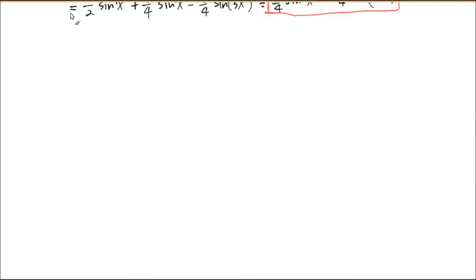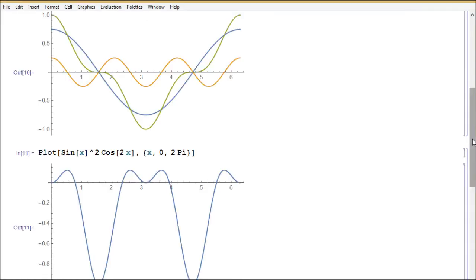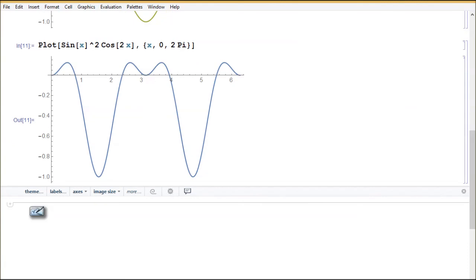One more time, it seems like a fun thing to do. Let's do this exercise. How about sine squared x times cosine 2x? It's definitely not a pure curve. I just plotted this function. Sine squared times cosine 2x looks like this. Very interesting shape.